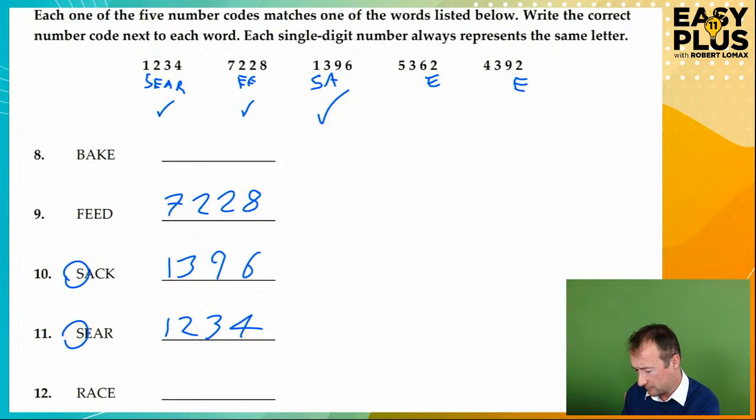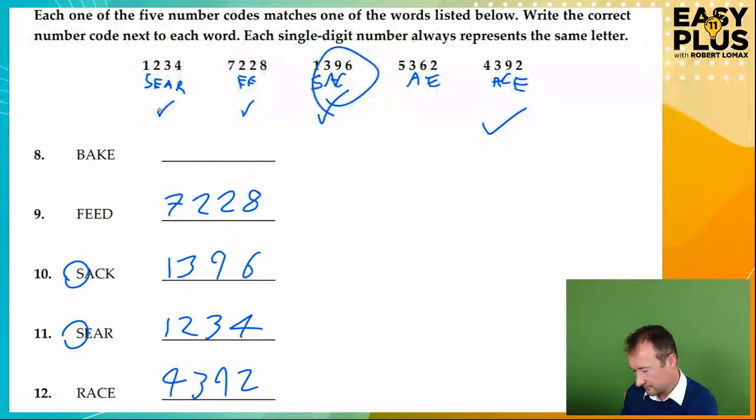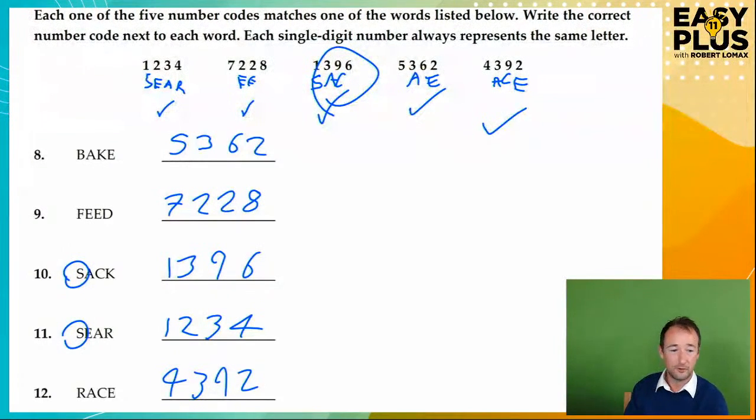Oh no, we got other ones now. We know that 9 is C and so on, but we fully don't need all this. 3 is A over here. These both have A as a second letter, but we know that 9 from over here is C. So 4392 is the one that ends in ace. That's race. And so this last one here, bake, must be 5, 3, 6, 2, and there you got it. Okay, so that works really, really well.